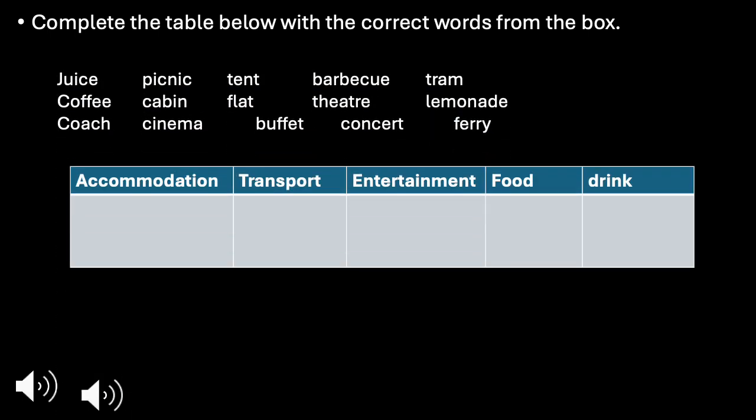In the listening paper, you may be asked to complete a table. The headings in the table tell you the type of information you will hear and need to listen for. They can also help you to follow a talk or conversation. Complete the table below with the correct words from the box.